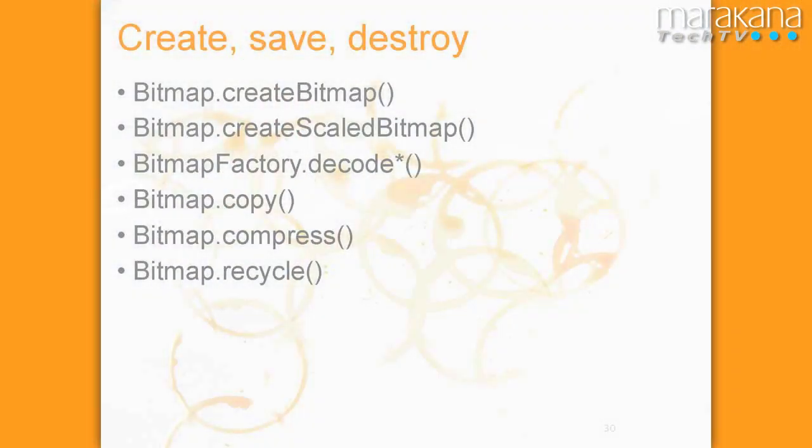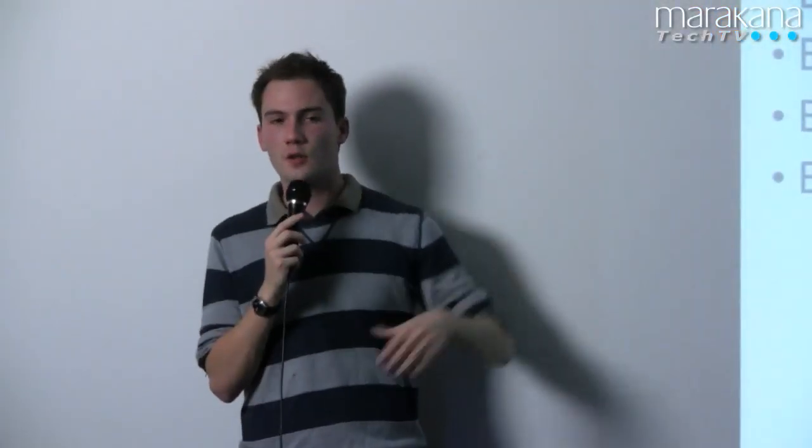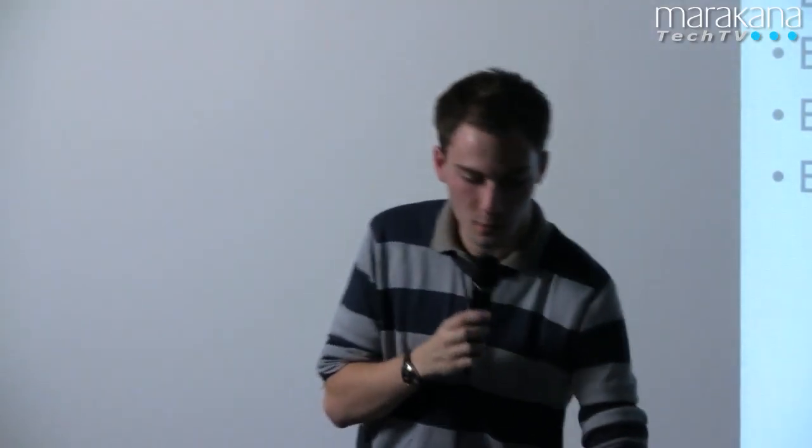Finally, we have copy to copy a bitmap, and compress if you want to save a bitmap. It's especially useful for debugging. You can save as JPEG and PNG, use it. And recycle that I already mentioned. If you have a large bitmap that you know you don't need anymore, call recycle on it to get rid of the memory as soon as possible.